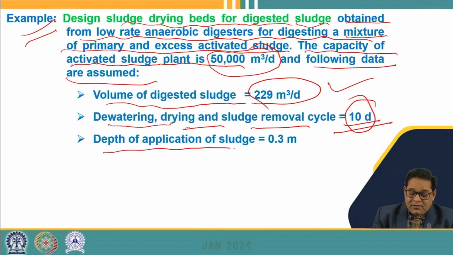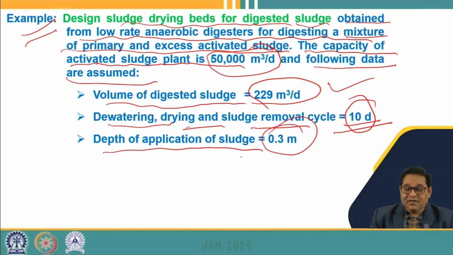And then you can see the other data which is given, that is 0.3 meter, the thickness of the sludge layer that should be applied, the maximum thickness being up to 0.3 meter. So for this data how can we do the calculation?